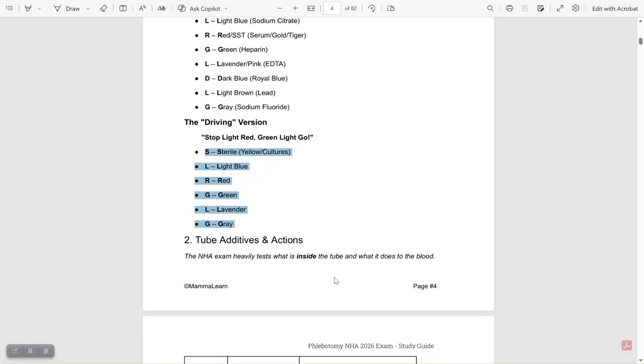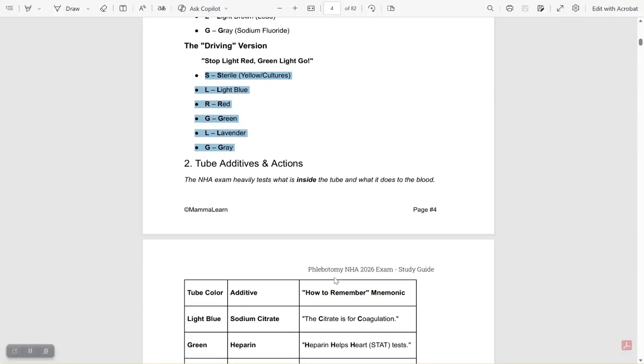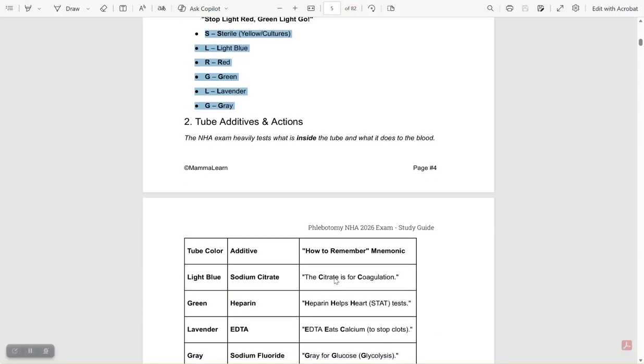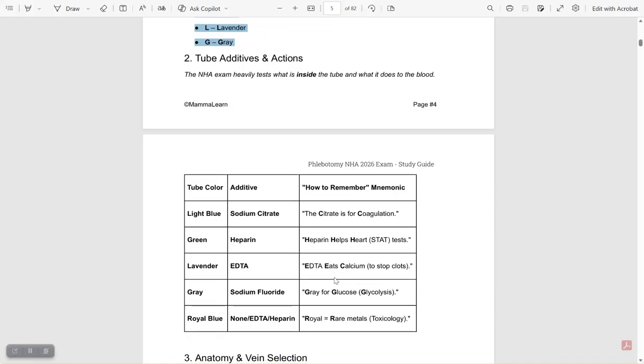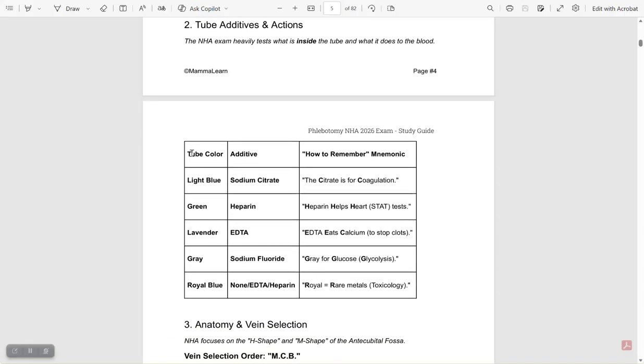Now let's move on to the tube additives and the actions that are needed. The NHA exams heavily test what is inside the tube and what it does to the blood. So this is an easy way of remembering things. The light blue additive is sodium citrate, and how you can remember that is that citrate is used for coagulation. See, the C from citrate is for coagulation.